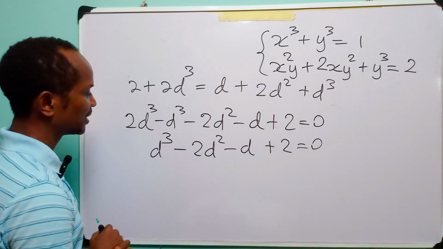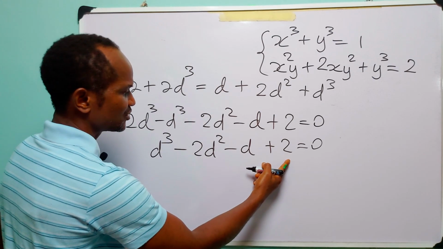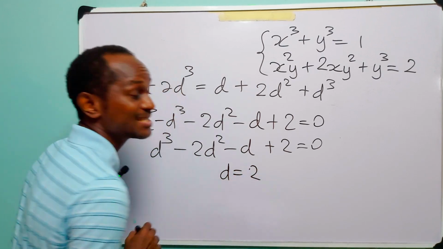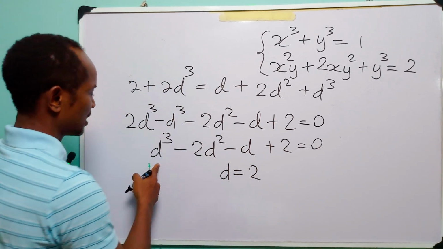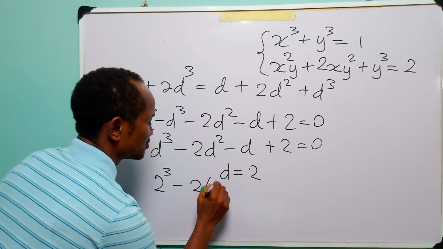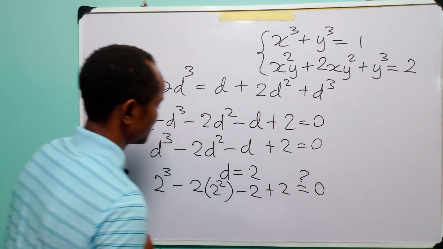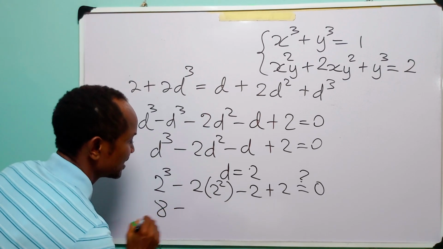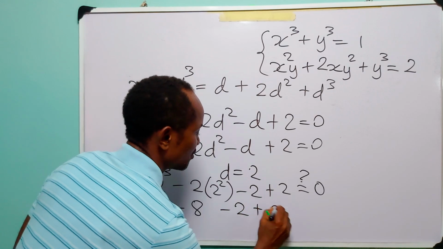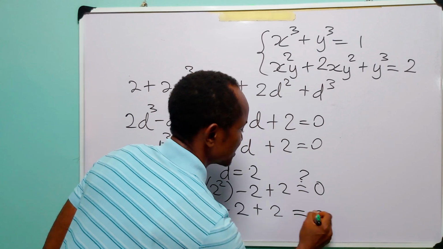You can see that we have a cubic equation. And let us try to solve this equation. Since this is 2, let us use the trial and error method and see if d equal to 2 is a solution to this equation. When we substitute 2 here, we have 2 cubed minus 2 times 2 squared minus 2 plus 2. Let us see if it's equal to 0. 2 cubed is 8. 2 squared is 4 times 2, that is 8, minus 2 plus 2. 8 minus 8 is 0, minus 2 plus 2 is 0, so this is equal to 0.